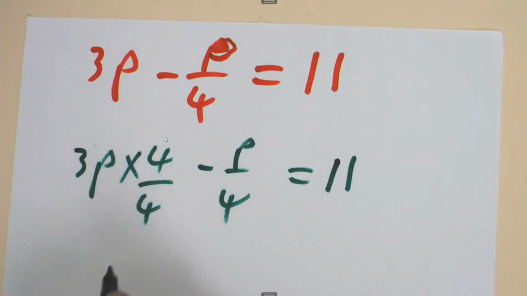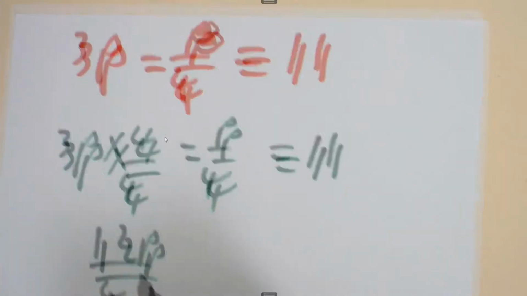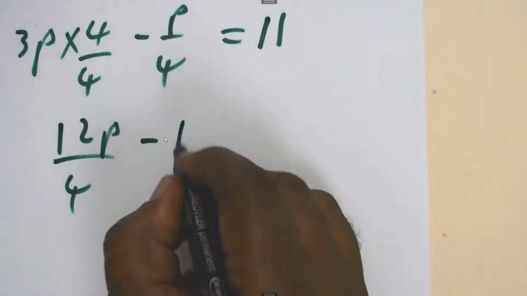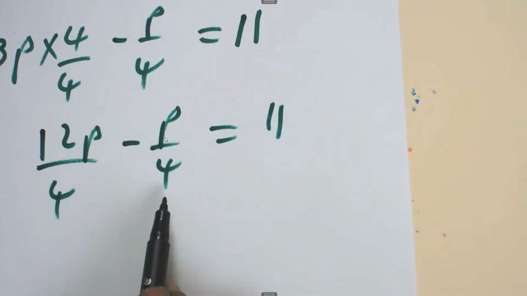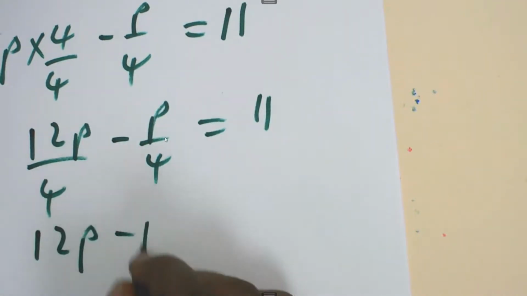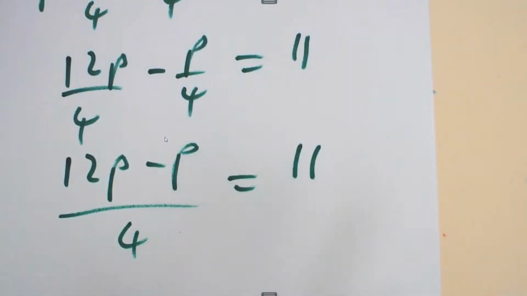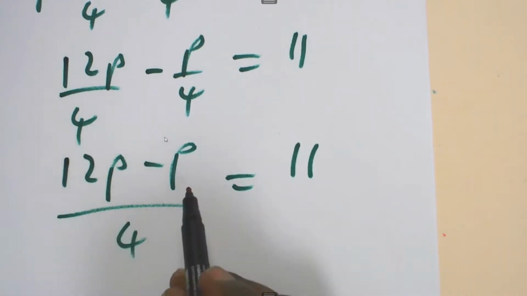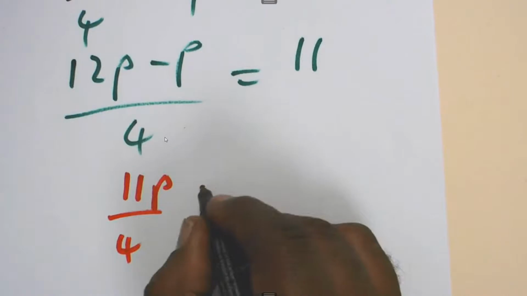Therefore, 3p by 4 is 12p over 4 minus p over 4 equals 11. So the foundation is the same. Therefore, we can say 12p minus p over 4 equals 11. Like terms, what is the difference? 11p over 4 equals 11.